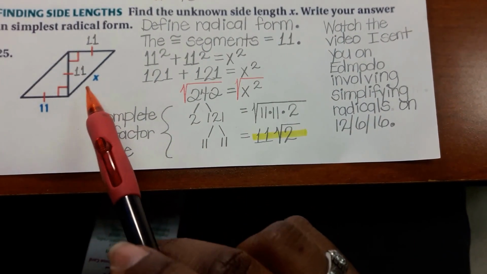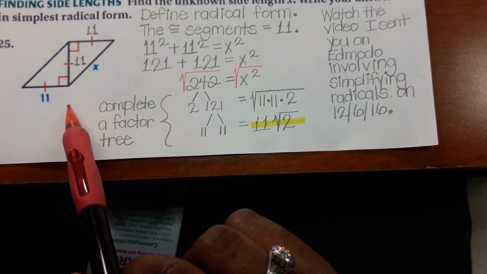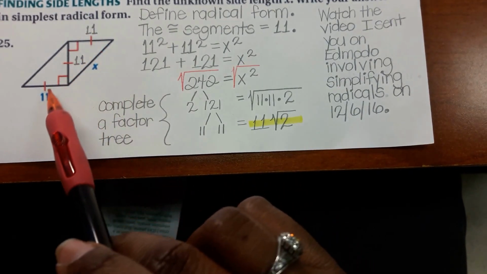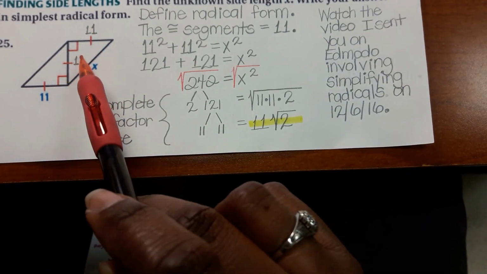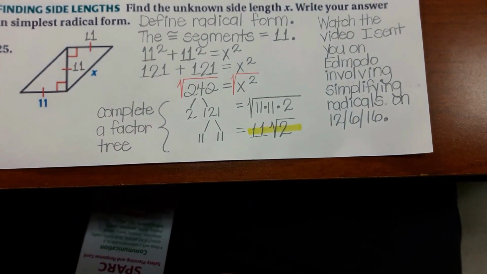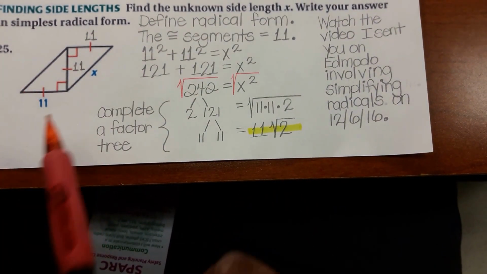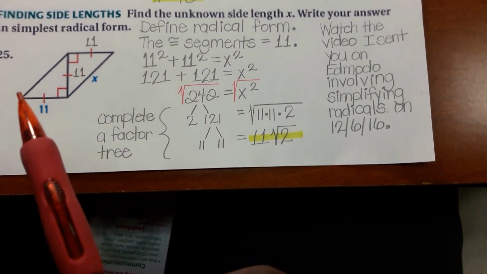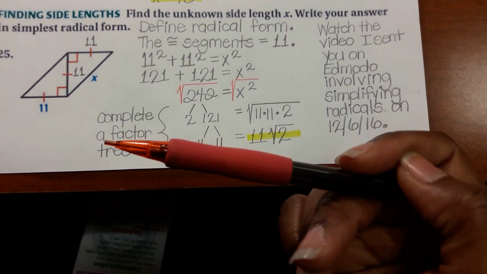Looking at 25, I have my congruent marks here. So if this side is 11, that side is also 11. And I tell you this time and time again, if you do not see the triangle, separate the triangle, redraw it so you can see what's going on.